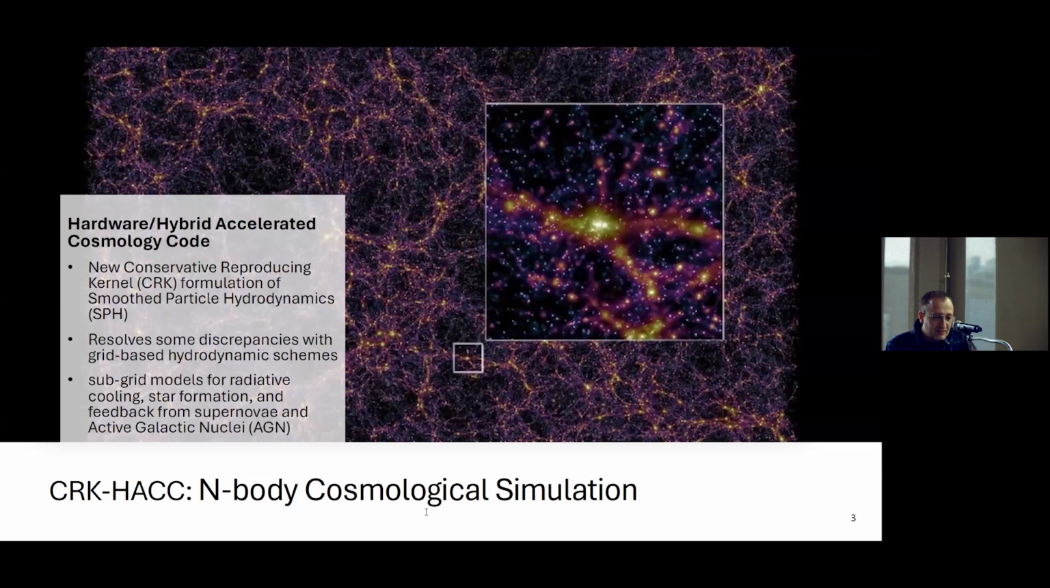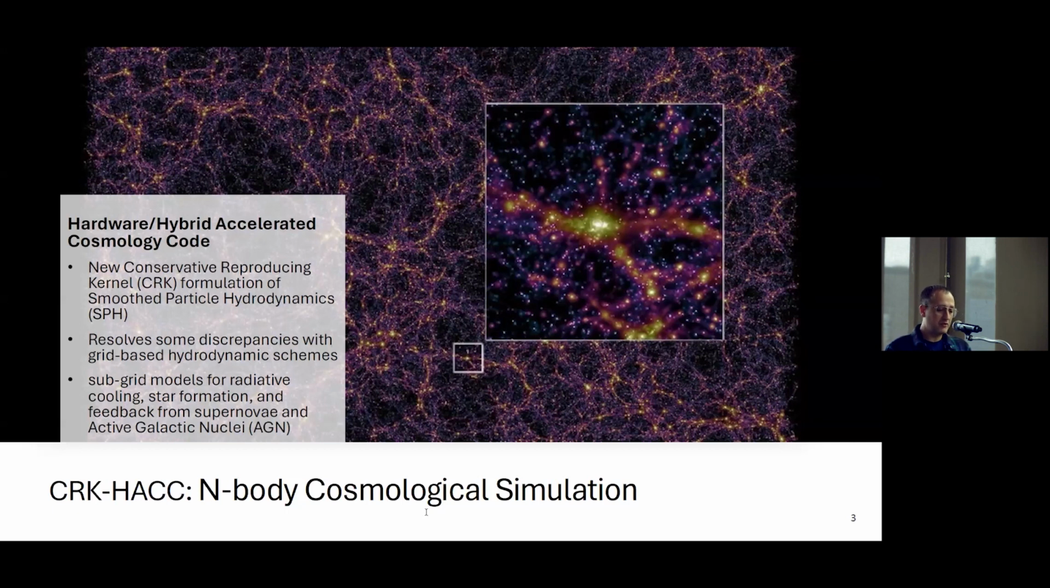So what is HACC? HACC is a cosmology code. It stands for the Hardware/Hybrid Accelerated Cosmology Code. A new version of HACC uses conservative reproducing kernels for smoothed particle hydrodynamics. So this is an SPH formalism that is being added to the gravity solver. This version of HACC we call CRK-HACC.